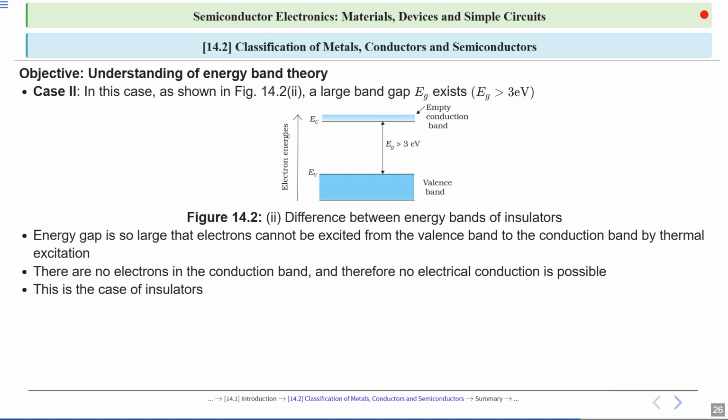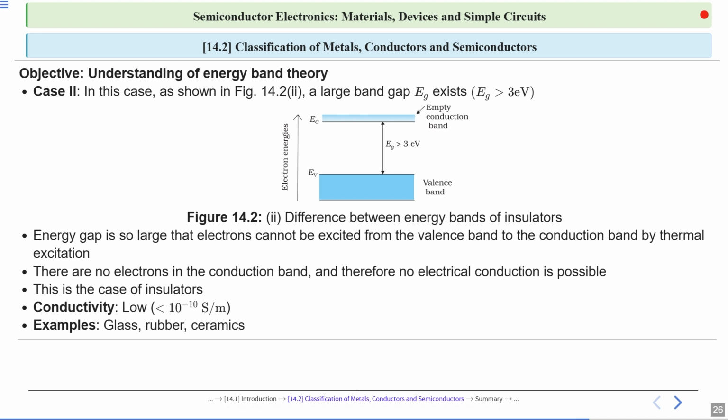Electrons cannot jump to the conduction band due to thermal energy limitations. Thus, no free electrons are available for electrical conduction, making insulators poor conductors of electricity. Insulators don't conduct electricity well, with conductivity below 10 to the power minus 10 Siemens per meter. This explains why materials like rubber or glass don't let electricity pass through them easily.